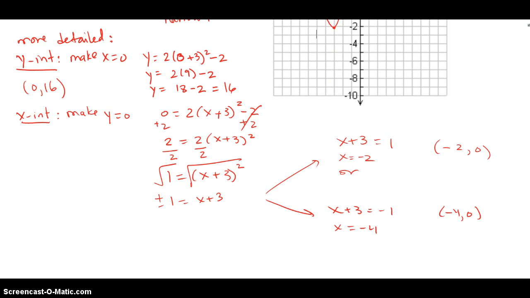And we found our x-intercepts by just letting the y value be 0 and solving that equation that could be solved by the square root property rather than having to multiply it out and use factoring. It was quicker to find it this way.